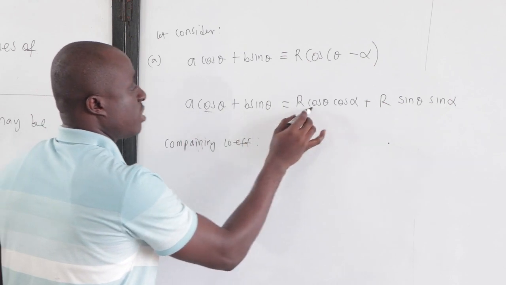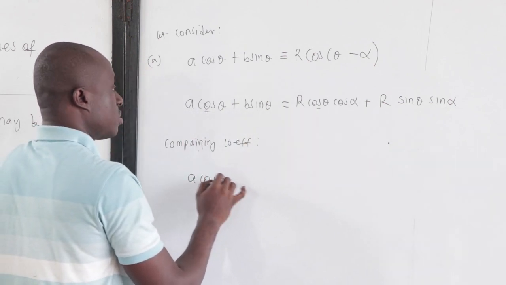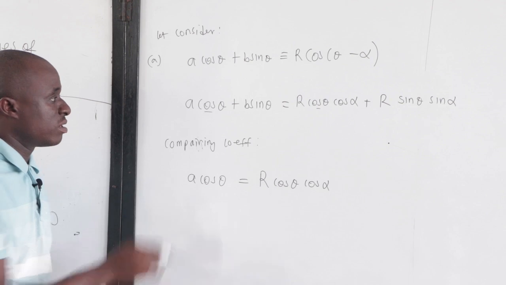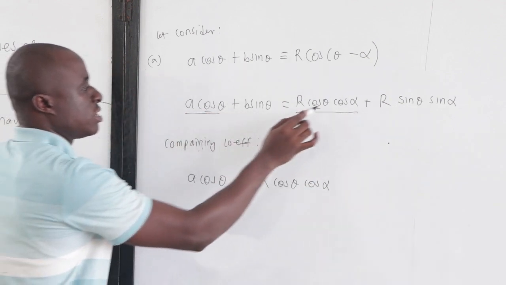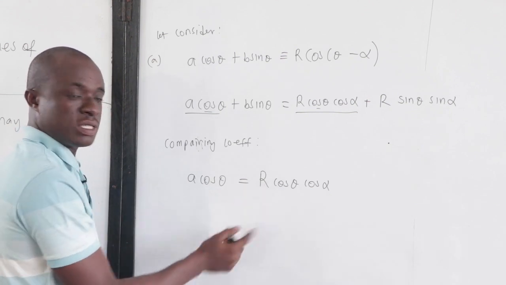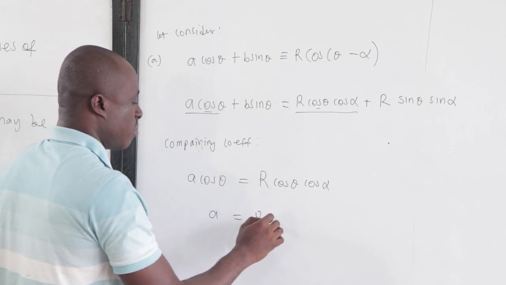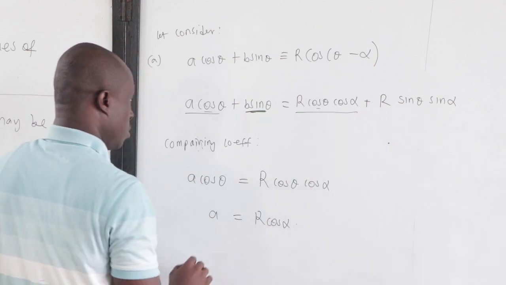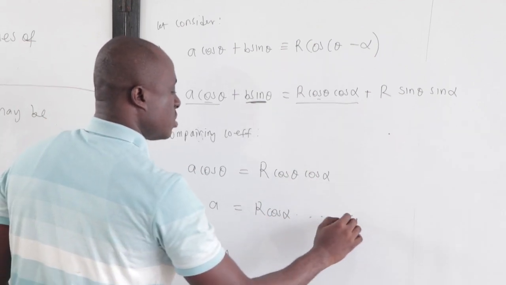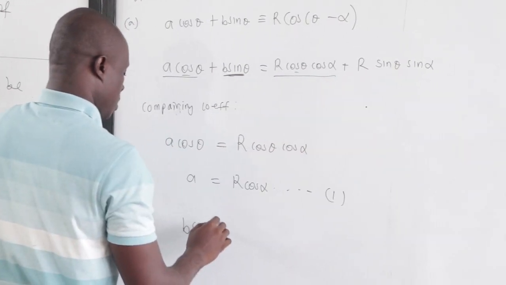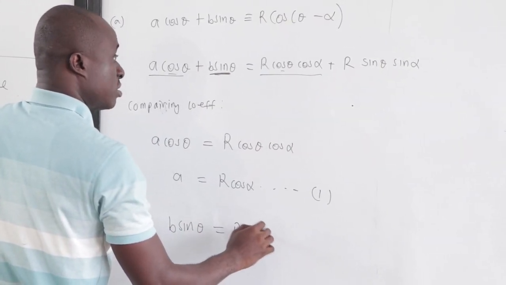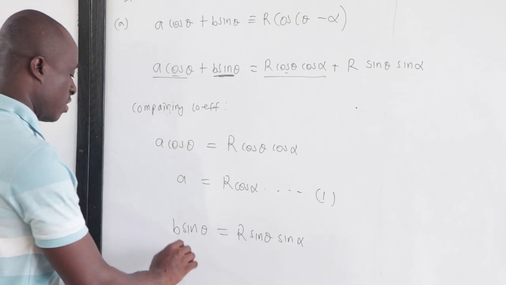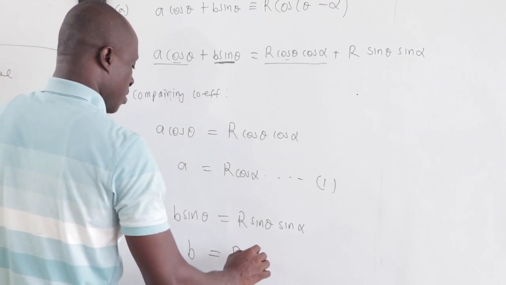Now let's see, you can see cos theta here, and we can see cos theta there. So a cos theta will be equal to r cos theta cos alpha. Cos theta and cos theta will cancel out, so we have a equal to r cos alpha. Let's call this equation 1. Also, b sin theta will be equal to r sin theta sin alpha. Clearly, sin theta will cancel out, so you have b equal to r sin alpha.